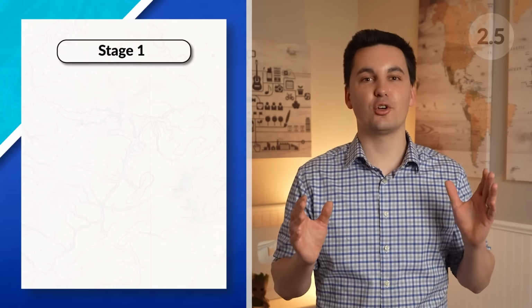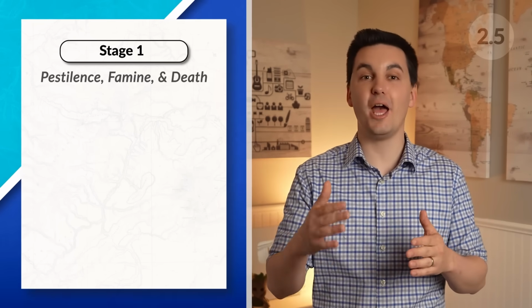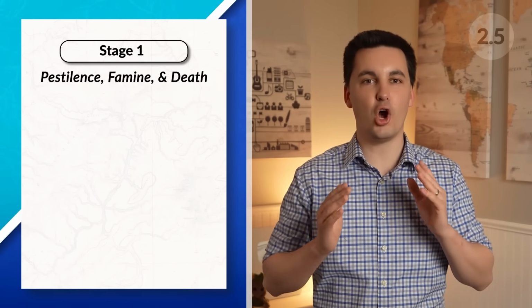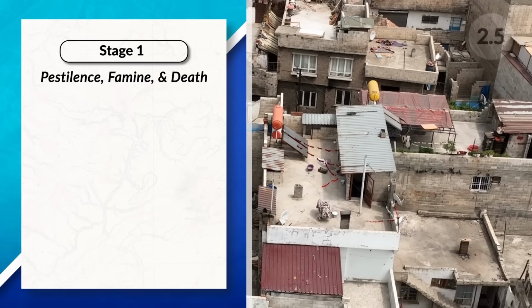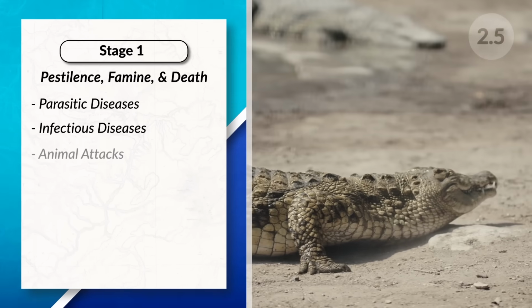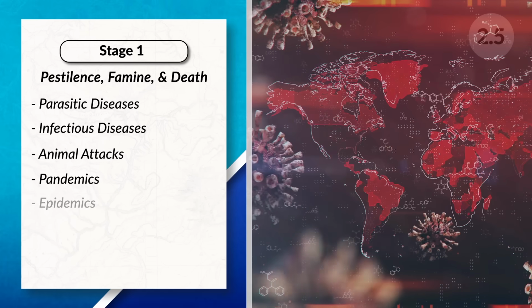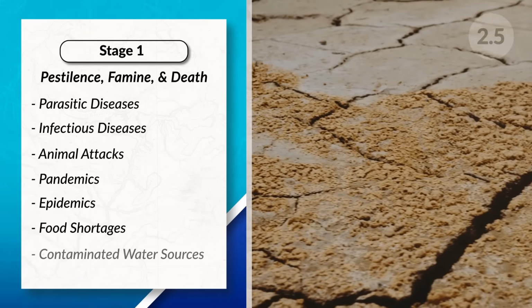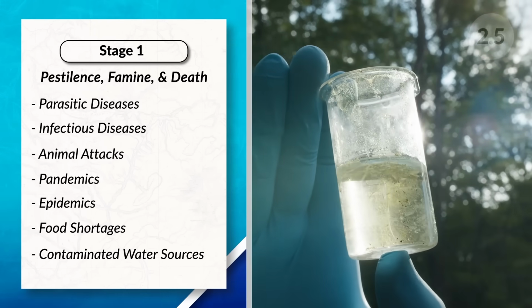The last part of this section is the epidemiologic transition model, which focuses on the causes of death for each stage of the demographic transition model. Stage 1 is characterized by high mortality rates from pestilence, famine, and other causes. People are vulnerable to a range of diseases, including parasitic and infectious diseases, animal attacks, pandemics, epidemics, food shortages, and contaminated water sources, just to name a few.